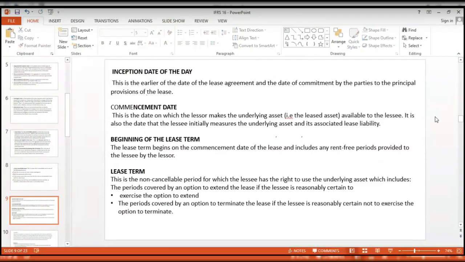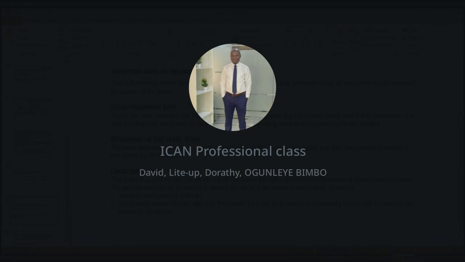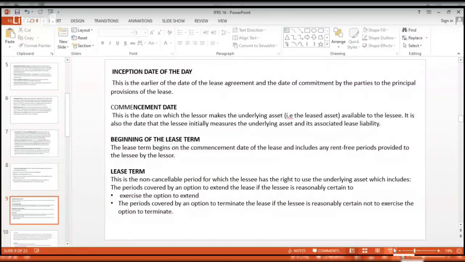Two, we have the commencement date. This is the date on which the lessor makes the underlying asset available to the lessee. The day I hand over the property to you as the lessor to the lessee is the date of commencement of lease. By commencement of lease, we mean the date that the lessee will open a book in respect of the lease and start posting transactions. So we have the beginning of the lease term. The lease term begins on the commencement date of the lease and includes any rent-free period provided to the lessee by the lessor. So that is the beginning of the lease term.